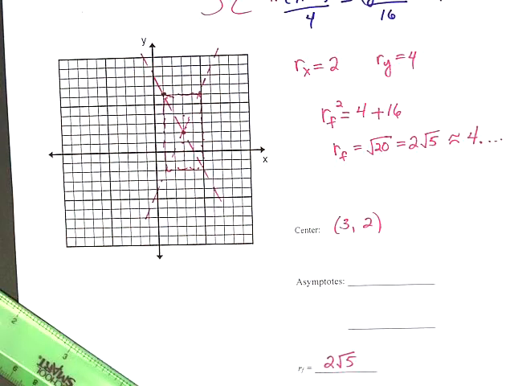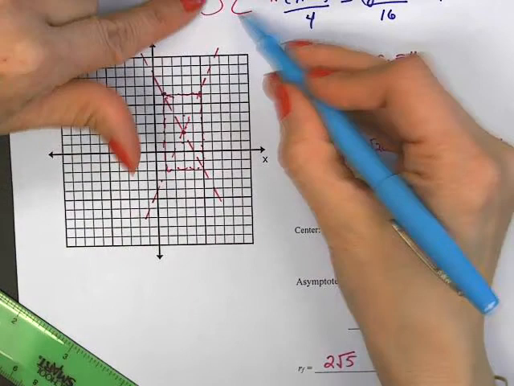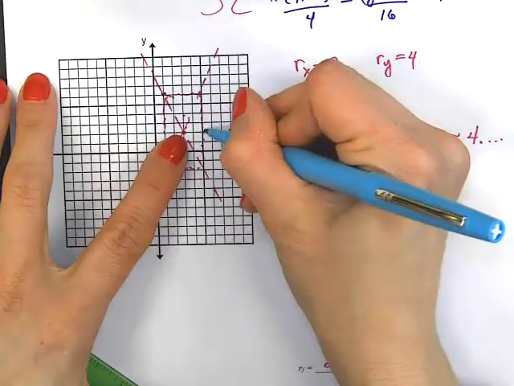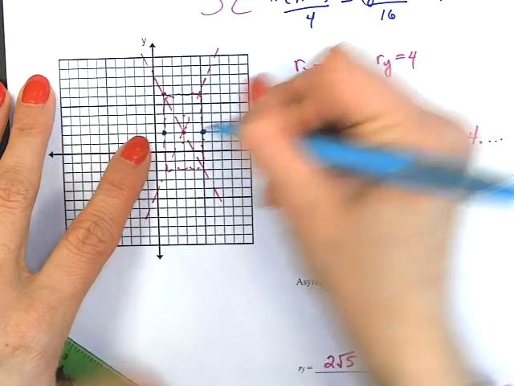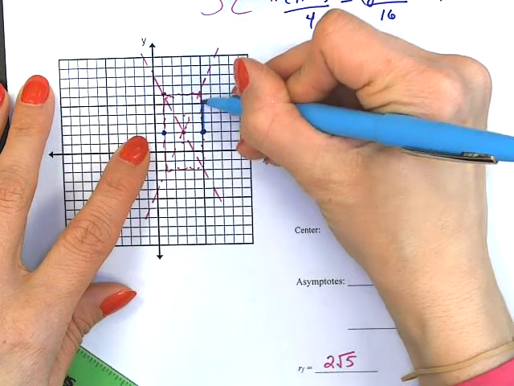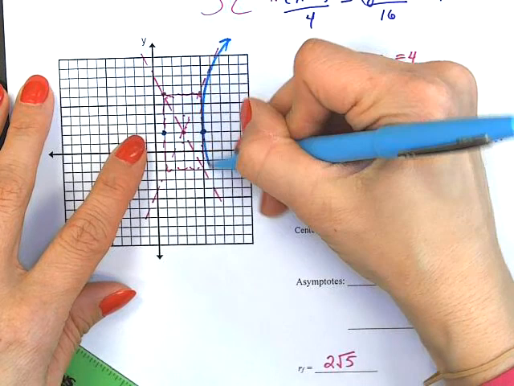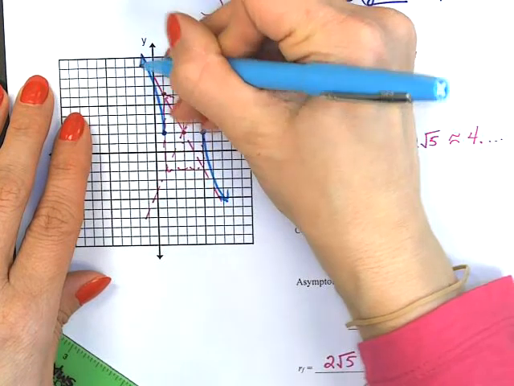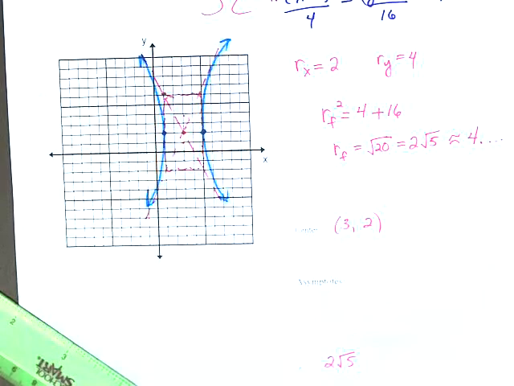Okay, and then you take your pencil. You have to know if it's going left and right or up and down. Since the transverse was x, you go to the sides of the rectangle and draw the hyperbola by following the asymptotes. Follow, follow. Nice and wide. Ooh, it's a wide one.